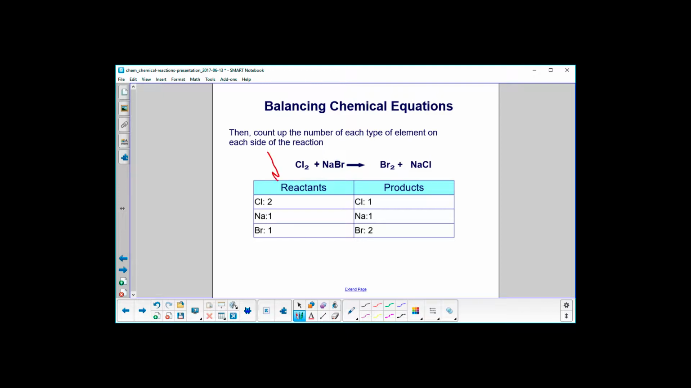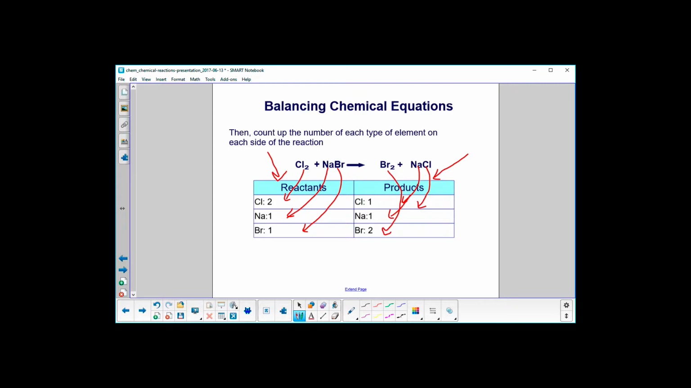Next, count up the number of each type of element on each side of the reaction, the reactants on the left and the products on the right. You won't have to do this every time, but for now it's a good formality to get you going. So chlorine, you have 2. Sodium, 1, bromine, 1. On the right side, we have 2 bromines, and 1 sodium, and 1 chlorine.